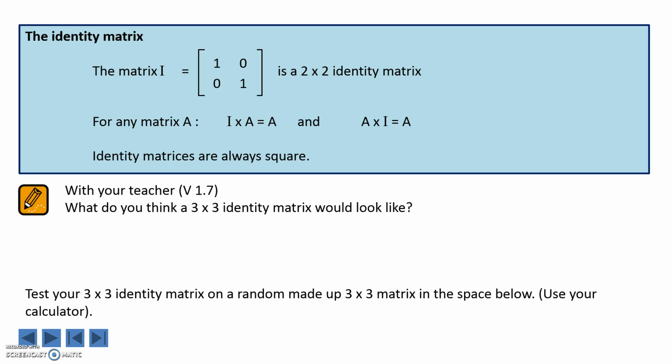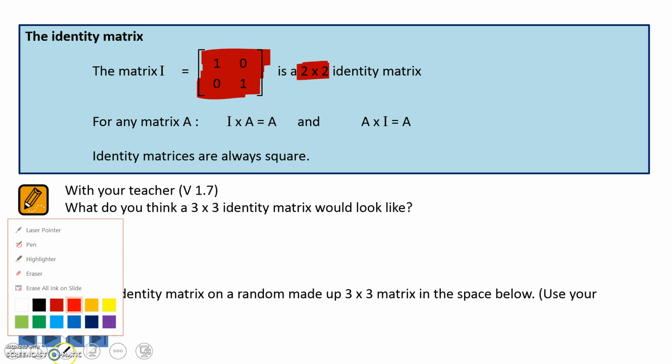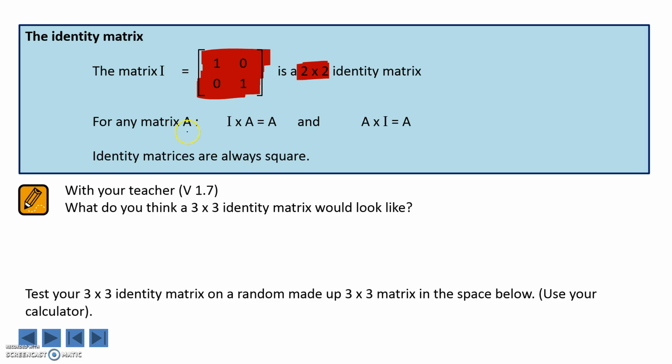So here's a general rule. The matrix I for identity matrix, in the example that we've done, is a 2 by 2 identity matrix. So the rule is for any matrix A, now that's the one that you're looking at, the identity matrix times your matrix will give your matrix. Or alternatively, like in our first two examples, your matrix times an identity matrix will give your matrix. Identity matrices are always square. That means they could be a 2 by 2, or a 3 by 3 arrangement, and so forth. Let's have a look at what a 3 by 3 identity matrix looks like.